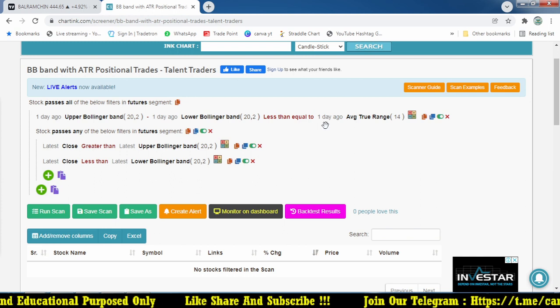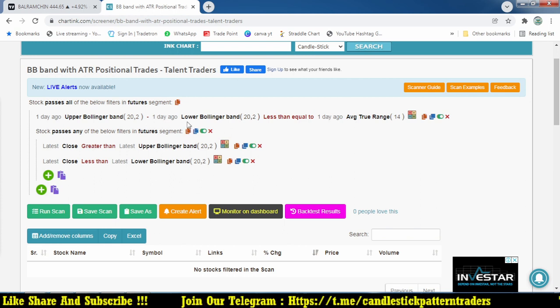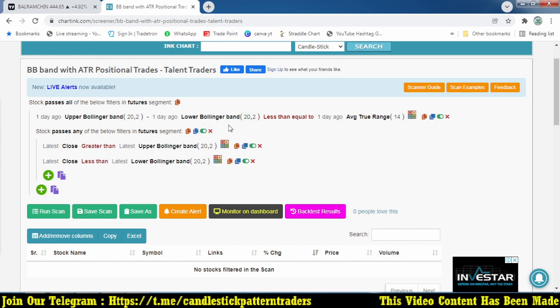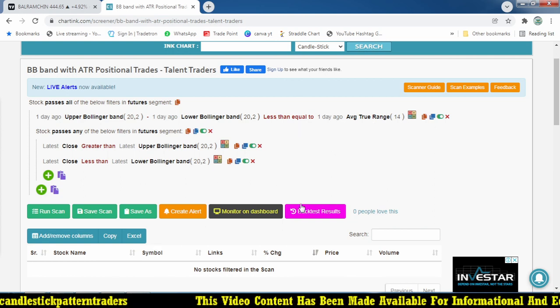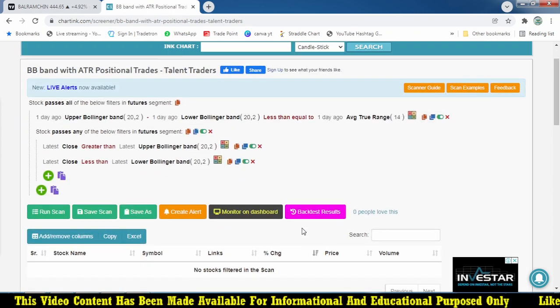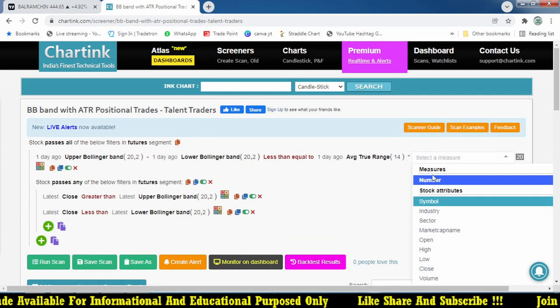Sorry, we have made a mistake. Yeah, everything right. 1 day ago close, minus 1 day ago Bollinger Band, lower Bollinger Band, and less than equal to ATR 14. That is everything right. But we didn't get any stocks. The code is not working. So we have to compare with the ATR number. So we need to multiply by the number.